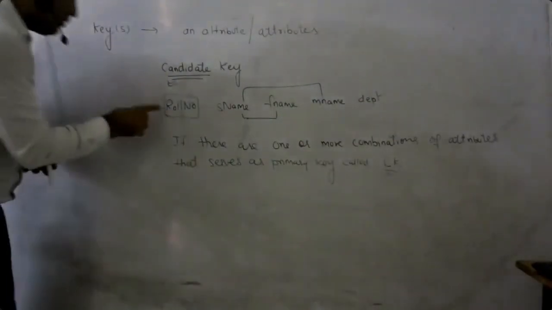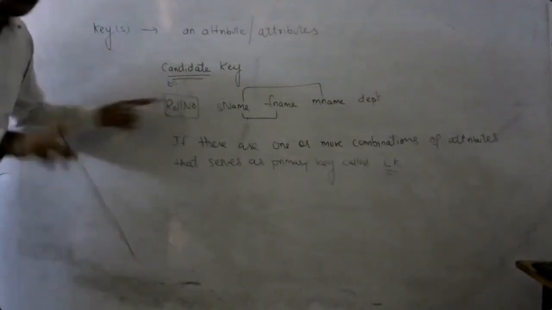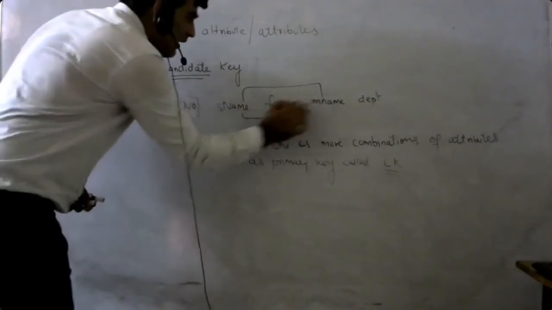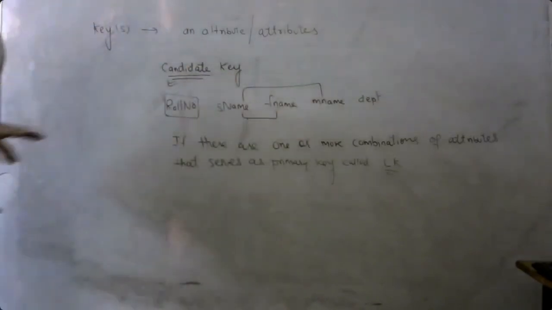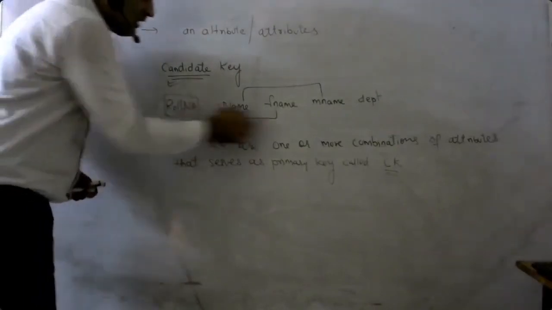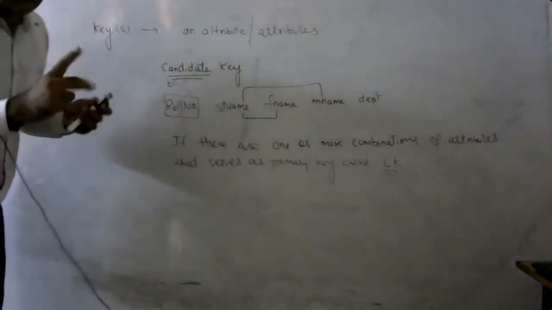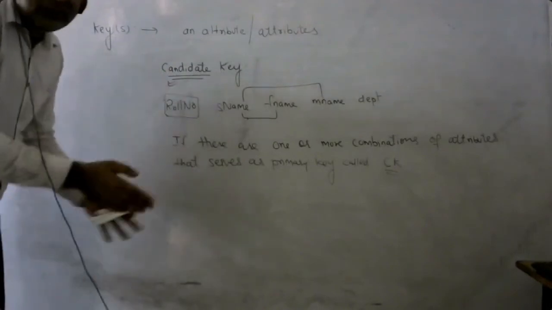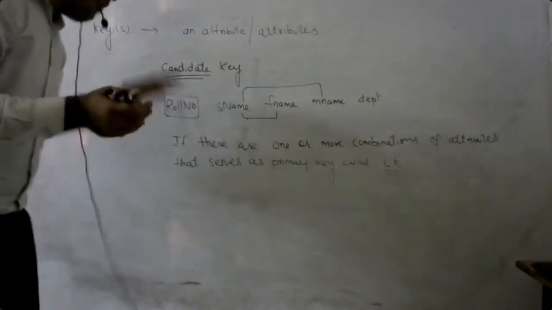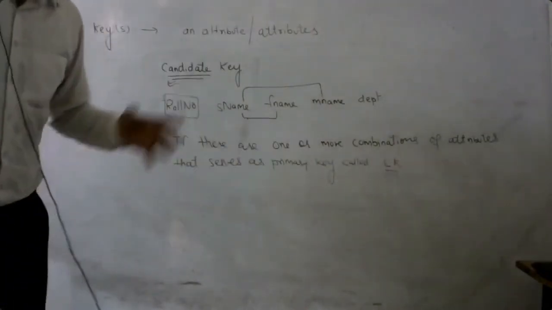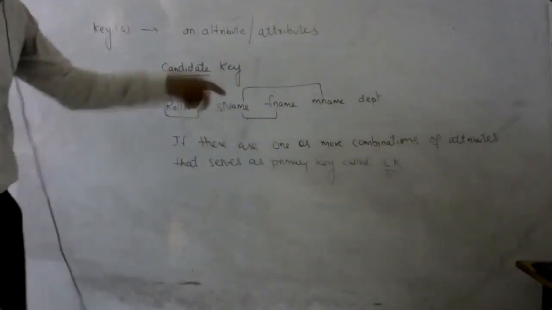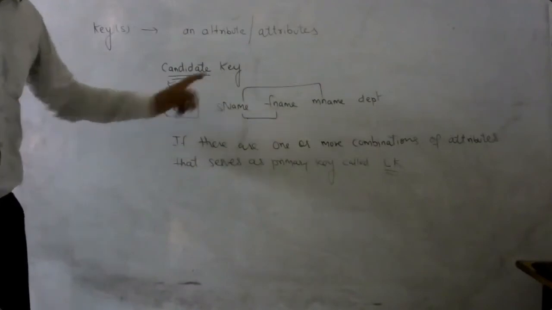Listen once more. What do you mean by candidate key? Roll number, one attribute, can uniquely identify the tuples. S name and F name together, if they uniquely identify all the tuples, can also serve as the primary key. S name and M name together, if they uniquely identify the tuple, can also serve as the primary key. So if there are one or more combinations of attributes that can serve as the primary key, they are called candidate keys.